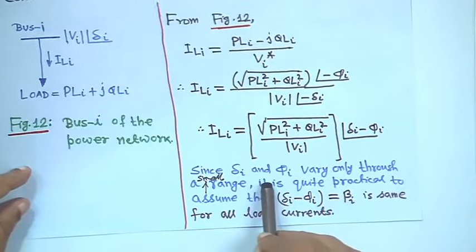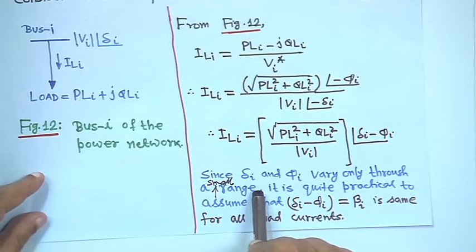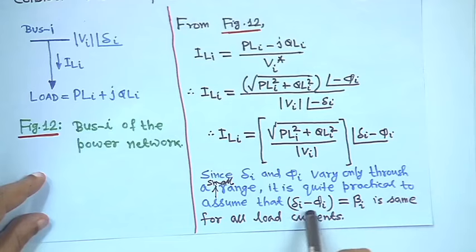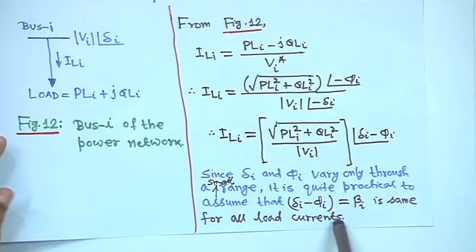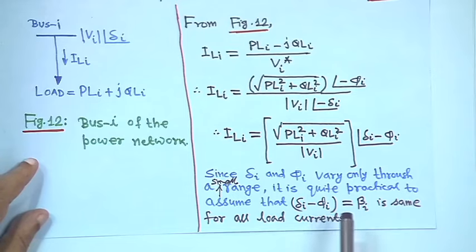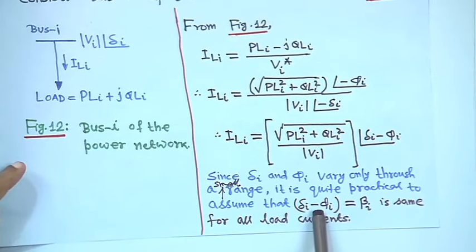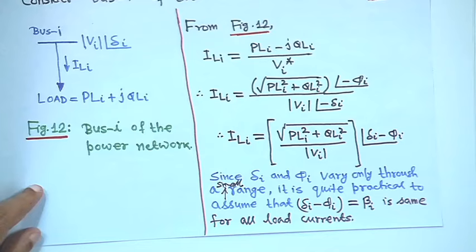Since delta I and phi I vary only through a small range, although in reality this may not be so, it is quite practical to assume that delta I minus phi I, say beta I, is the same for all load currents. If it is so, then the phase angle of IK1 and IL, or IK2 and IL, will all remain the same.